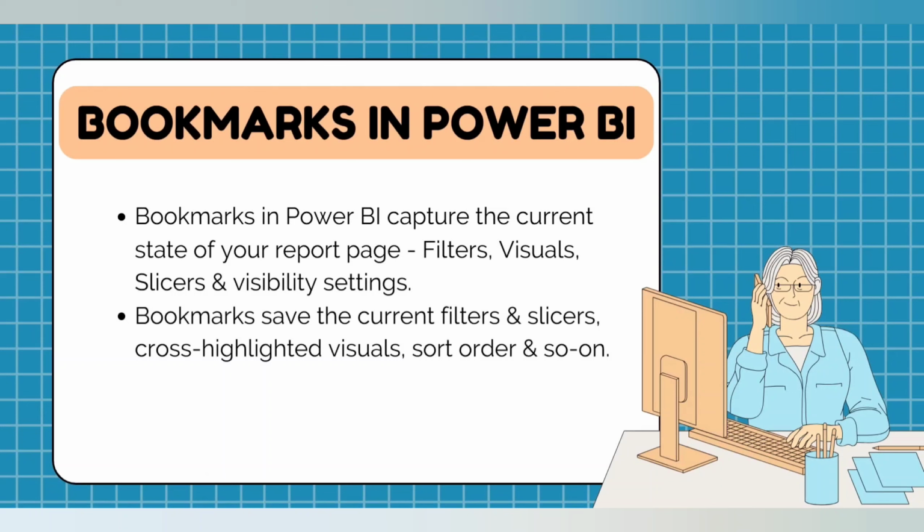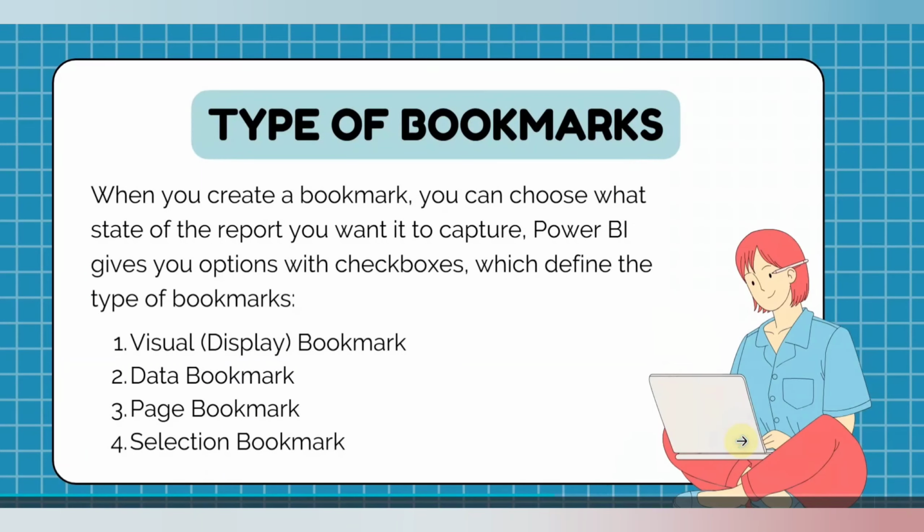Now we will see the types of bookmarks available in Power BI. So when you create a bookmark, you can choose what state of your report you want it to capture. And in Power BI, we have generally four types of bookmarks. First one is visual bookmark, also known as display bookmark. Second one is data bookmark. Third one is page bookmark, and fourth one is selection bookmark.